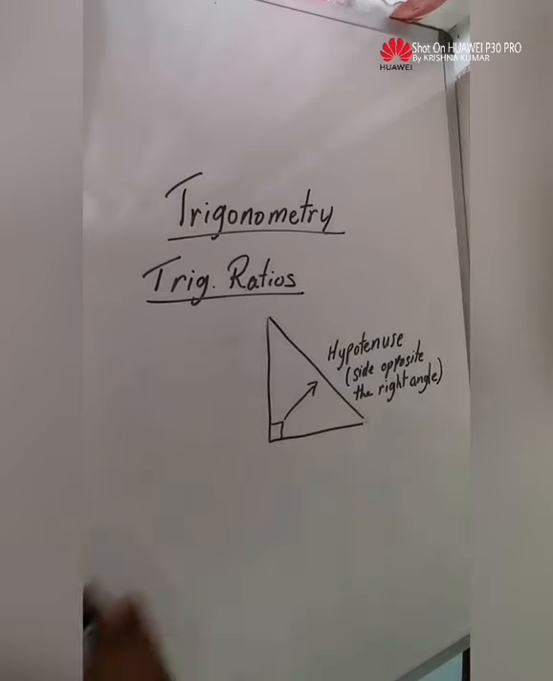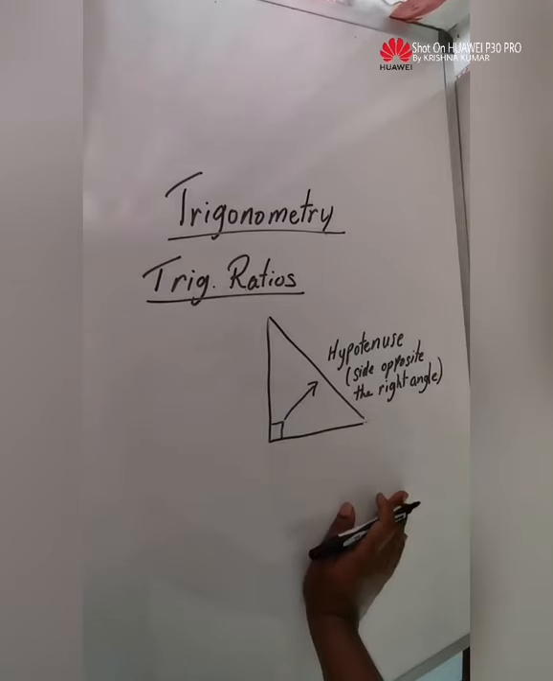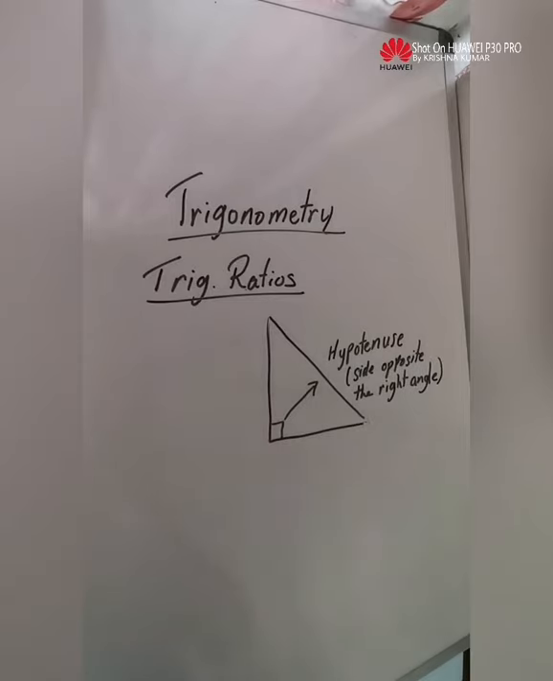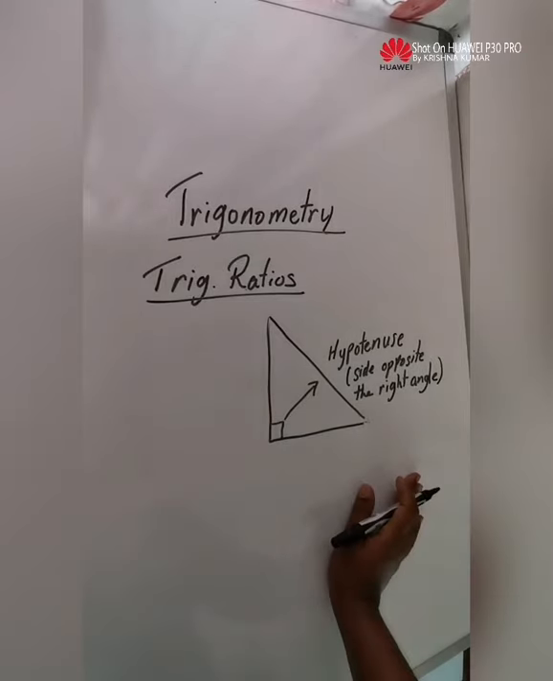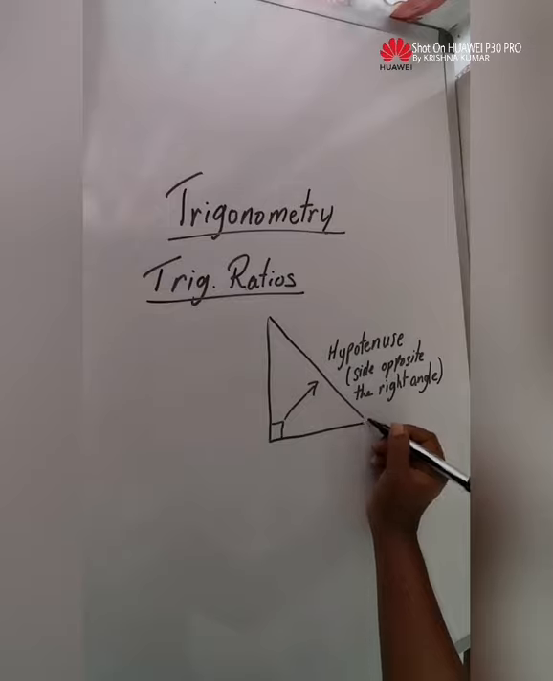Later on you would come across the trig rules, which would be the sine rule and the cosine rule, and we would go through those. Those could be used to solve problems that are non-right angle triangles, right?